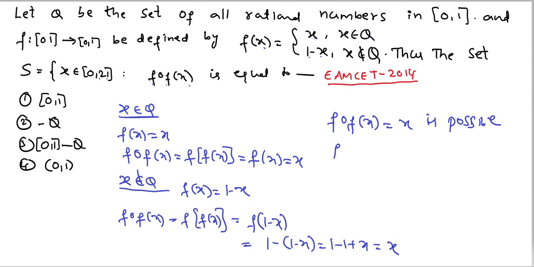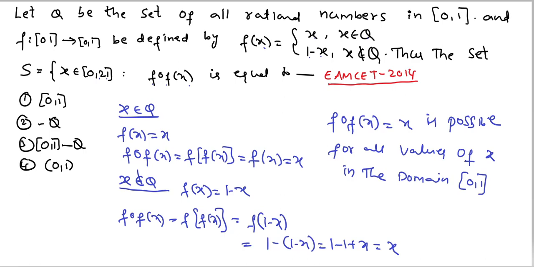for all values of x in the domain closed [0, 1]. First option is the correct answer. [0, 1] is the correct answer.